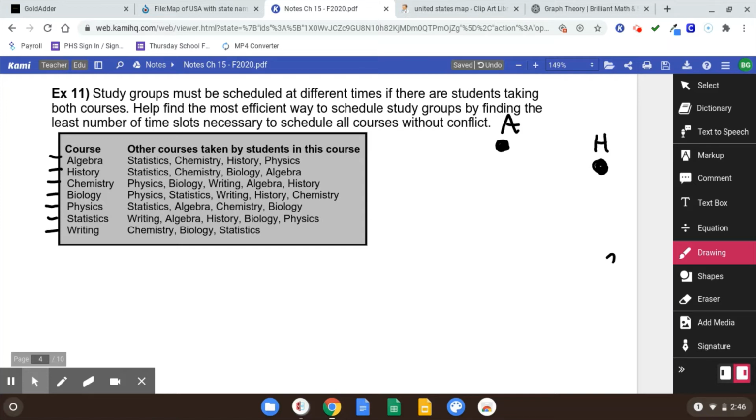Algebra and history, chemistry, biology, physics, statistics, and writing. And it doesn't matter what shape you make, just kind of spread them out. I'm going to show the connections. Algebra goes to statistics, chemistry, history, and physics.